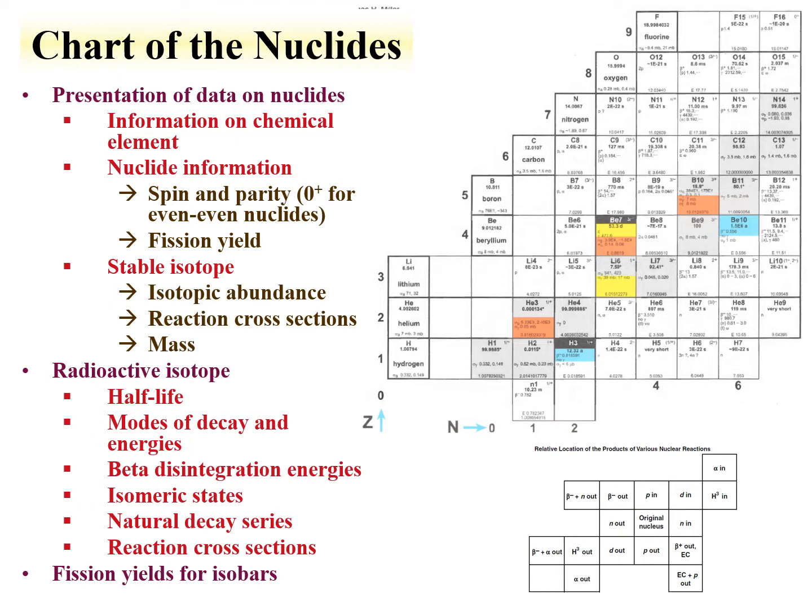You can also get information for stable isotopes, for instance, isotopic abundance, reaction cross-sections, and mass. All the gray isotopes here are stable. So the data that's provided here is the relative isotopic abundance. So as you see, lithium-6 is 7.59% of the lithium, where the remainder is lithium-7.